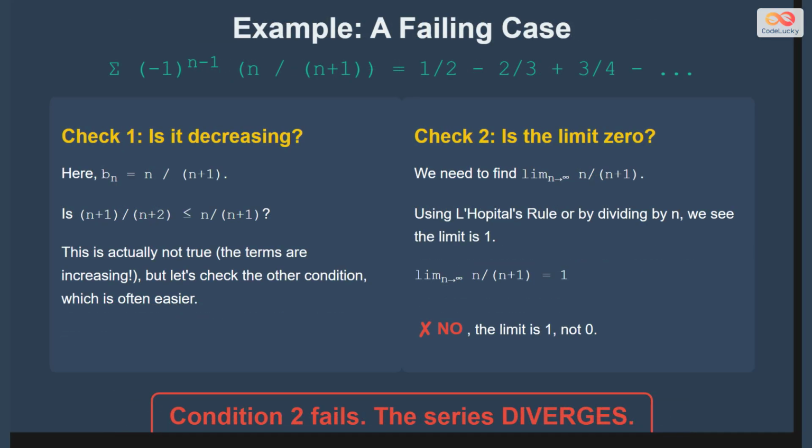Now consider a series where the terms are n divided by n plus 1. Let's check the second condition first, as it's often simpler. What is the limit of n over n plus 1 as n approaches infinity? The limit is 1. Since the limit is not 0, the series fails the second condition. Therefore, this alternating series diverges.